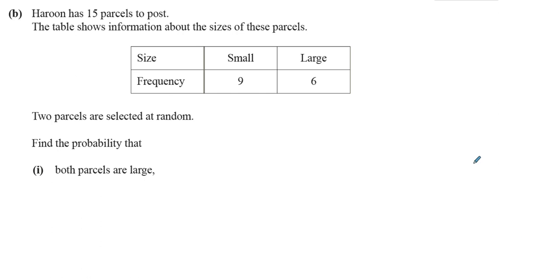Part B, Harun has 15 parcels to post. The table shows the information about the sizes of these parcels. 2 parcels are selected at random. Find the probability that both parcels are large.